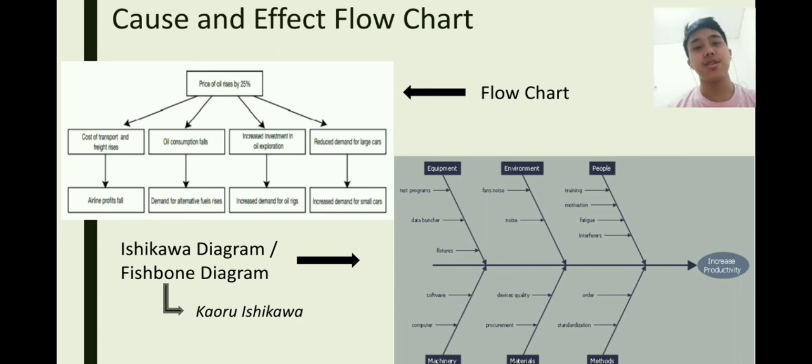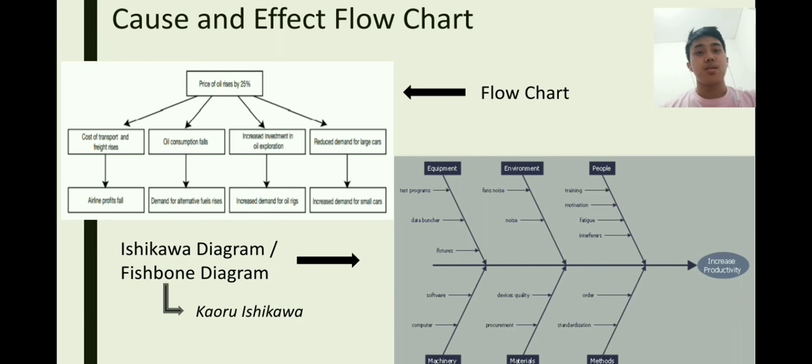So the difference here is the flowchart shows multiple effects from one cause. As you can see, the price of oil rises by 25%, and then you can determine the effects. There are four effects, and then it develops into another effect. And the Ishikawa diagram is different. It is a diagram that determines the cause of one effect. As you can see, there are many causes from the arrow shape at the left hand side, and then it points to one effect. So that's the difference.